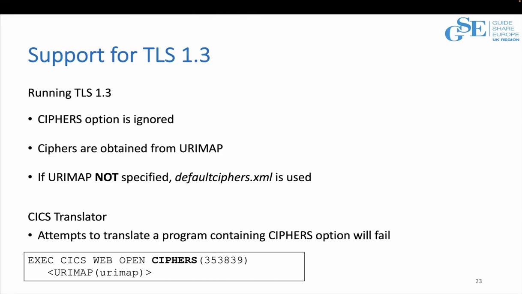So what happens if we try to translate the ciphers attribute in a CICS 6.1 system running TLS 1.3? That no longer works. We can't do that. It will fail.